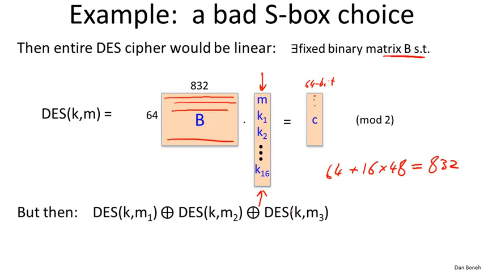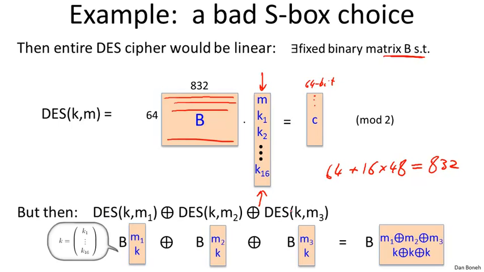Basically, if you take the XOR of 3 outputs of DES, well, let's think what that means. Basically, we would be looking at B times the matrix B that defines DES times one vector, XOR B times another vector, XOR B times a third vector. We can take the B out of the parentheses, so we'd be basically doing B times this vector over here, but of course K XOR K XOR K, this is just K. And so if you think about what that means, basically we just got back DES of K at the point M1 XOR M2 XOR M3.